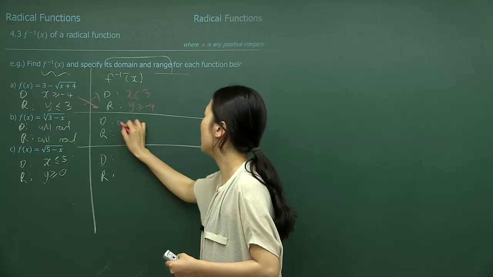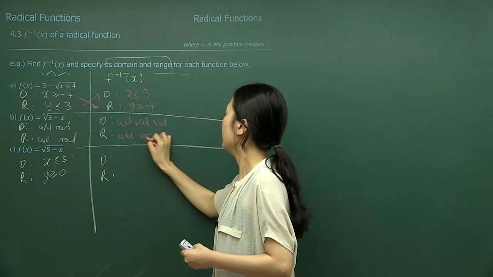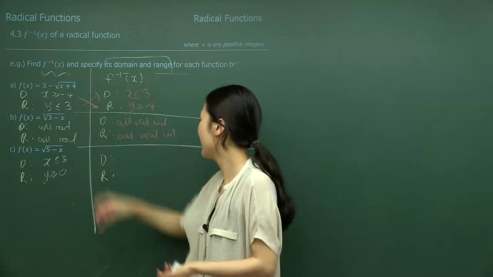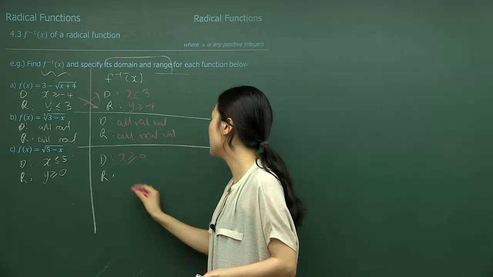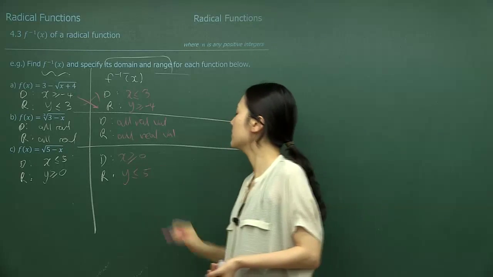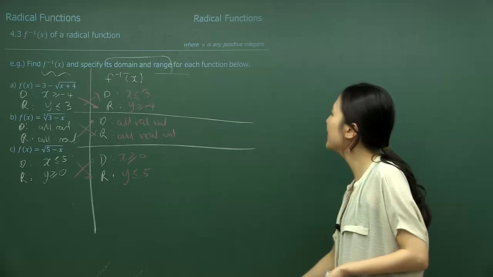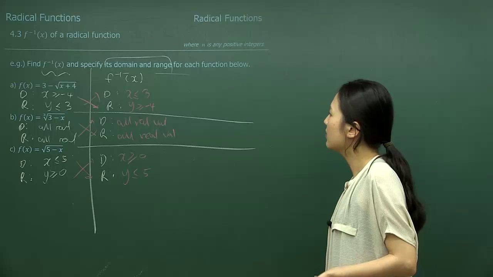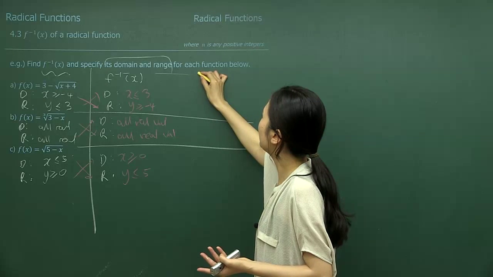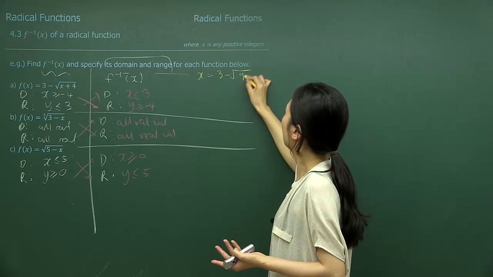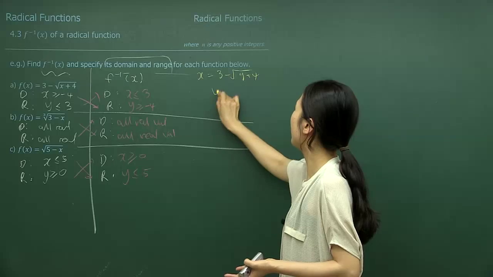And for this, it will be all real values for both, because it's the same for both. And then the last function has x as greater than or equal to 0 and y as less than or equal to 5. So just simply swap them around. Isn't that simple? And for the expression part, let's follow the rules. What was rule number 1? Swap the x and y. So you must swap the x and the y, right? And then start moving everything to the other side and find out what your y is.